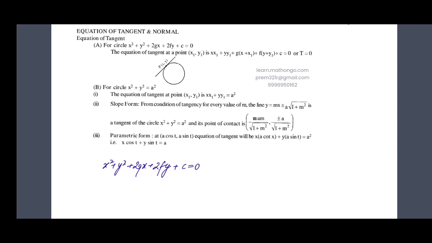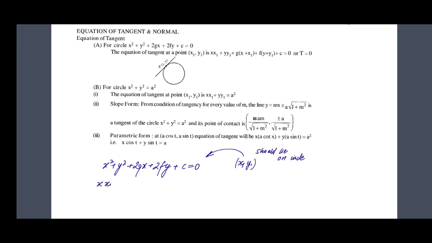So this will be something like this. If the circle is given in the general form, and you want to find the equation of tangent at x1 y1, an important thing to remember is that this x1 y1 should lie on the circle. Okay, it should lie on the circle, then this formula applies. You have to remember this.